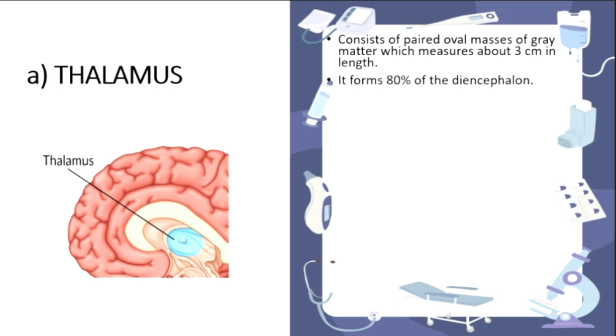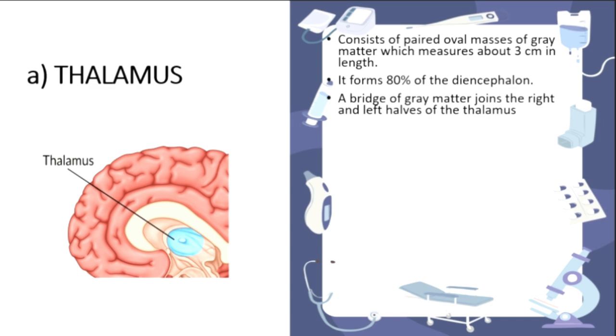The first one is the thalamus. I think you may have already learned in your school days what the thalamus is, right? It is a part responsible for our actions, and sensory functions and emotional behaviors are controlled by the thalamus. In structure, it consists of paired oval masses. From this picture you can clearly see they are paired oval masses, about 3 centimeters in length, and it forms 80 percent of the diencephalon.